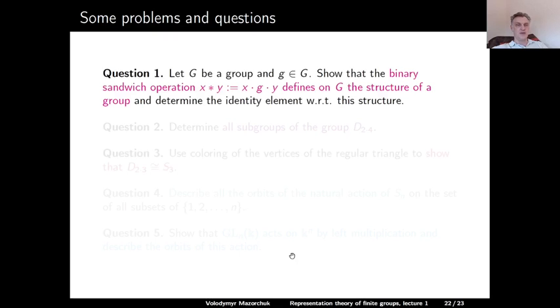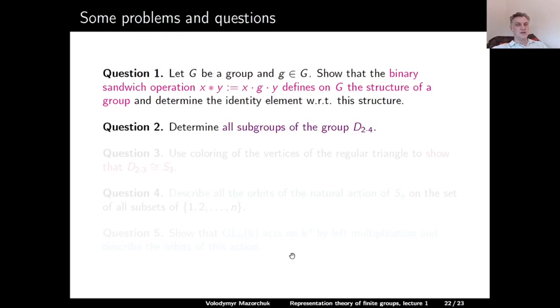Question number 1, let G be a group and g an element in G. Show that the binary sandwich operation x star y, defined as x times g times y, defines on G the structure of a group, and determine the identity element with respect to this structure.